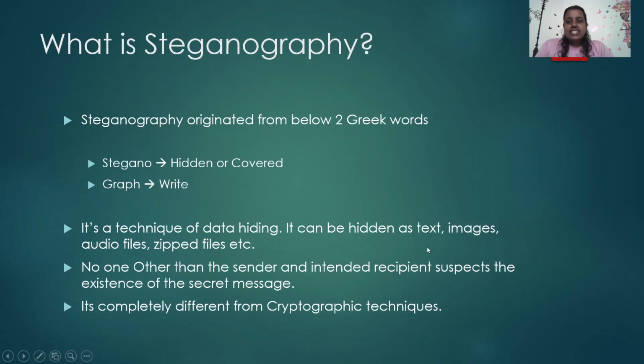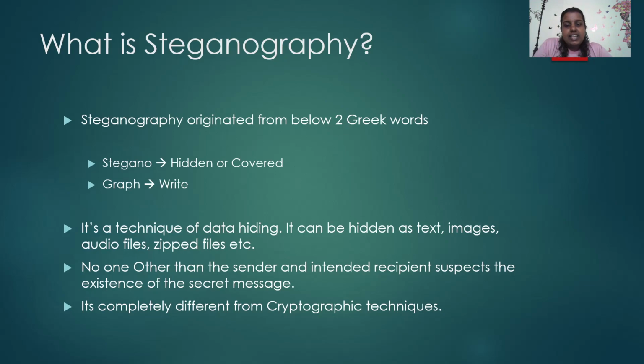Okay, so what is steganography? Steganography originated from two Greek words, stegano and graph. Stegano means hidden or covered. Graph means write. So from these two words itself, it is clear what is meant by steganography. It's a technique of data hiding. It can be hidden as text, image, audio files, zipped files, video files, etc.